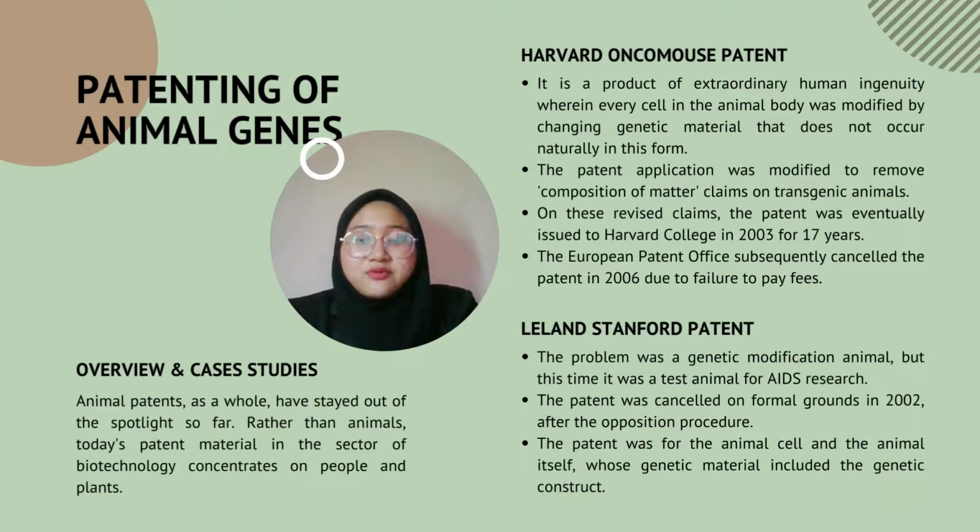Next, the problem was a genetically modified animal in the Leland Stanford patent, but this time it was a test animal for research. The patent was cancelled on formal grounds in 2002 after the opposition procedure. The sheep named Tracy was the subject of a patent for protein production by a mammal. The patent was for the animal cell and the animal itself, whose genetic material included the genetic construct. The invention might be utilized to make blood coagulation components and proteins for food, such as the host mammal's natural or modified milk proteins or enzymes. It was granted in 1997. However, an appeal was rejected in 2002.